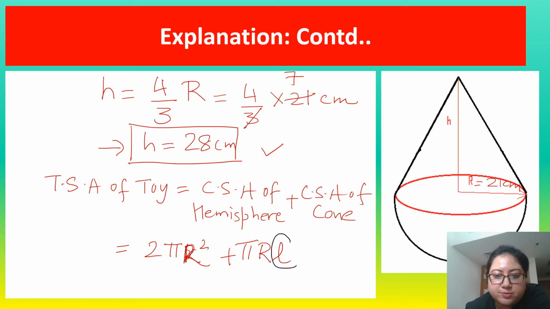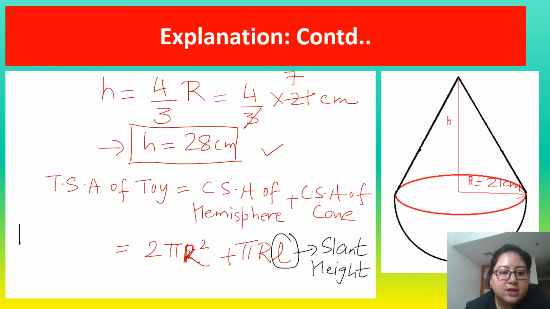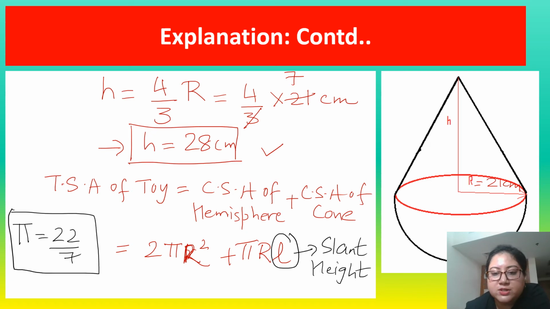I'm sure you must have observed that this is your L, or your slant height. So now we need to just find this L, and if we get L, we can just substitute all the things. In the question, it was already mentioned that you need to take pi as 22/7 for your calculation. So once we get our L, we are done with the solution.